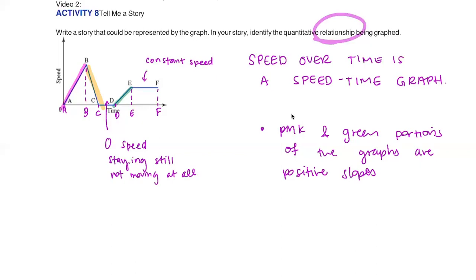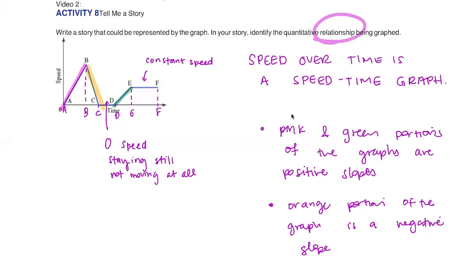All right. What else do I notice? Well, the orange portion of the graph is a negative slope. Okay. Now, what else do I see? I can easily see that the pink A to B portion of the graph is more steep than the D to E portion of the graph.